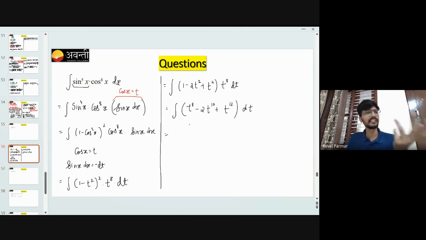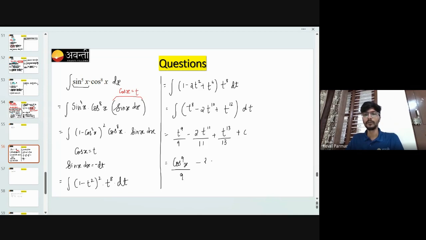Correct? And the integration is very simple. What is t raised to 8's integration? t raised to 9 upon 9 minus 2 t raised to 11 upon 11 plus t raised to 13 upon 13 plus c. Now it's time to resubstitute. What was t? Cos. So cos 9x upon 9 minus 2 cos 11x upon 11 plus cos 13x upon 13 plus c. This is my answer. I hope it is clear.